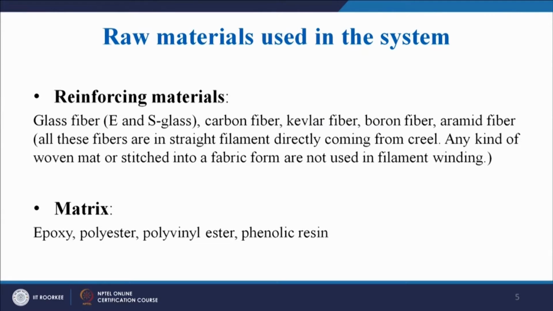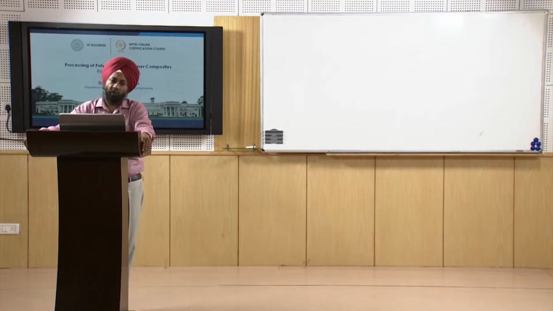Now, what are the raw materials that can be used in this system? The reinforcing materials are again glass fiber, carbon fiber, Kevlar fiber. All these fibers are in straight filament directly coming from the creel. So they are in the filament form or the fiber form, coming directly from the creel. Any kind of woven mat or stitched mat in the fabric form is not usually used in the filament winding process. But yes, the process can be modified in fundamental or the conventional system.